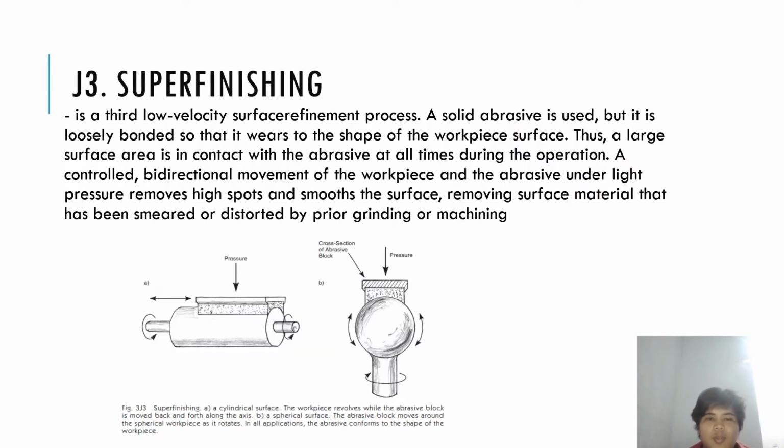Superfinishing is a third low-velocity surface finishing process. A solid abrasive is used, but it is loosely bonded so that it wears to the shape of the workpiece surface. Thus, a large surface area is in contact with the abrasive at all times during the operation. So this is the pressure one here. The purpose here is just to make it smoother.